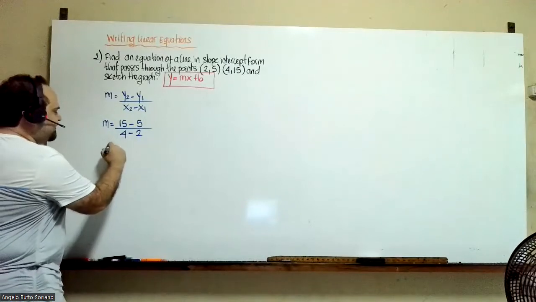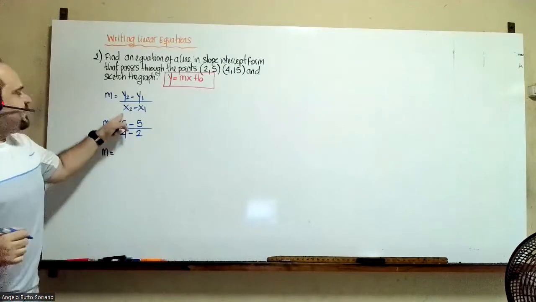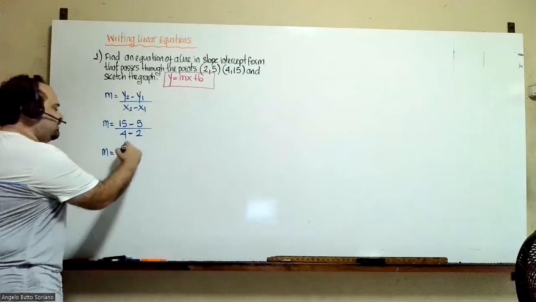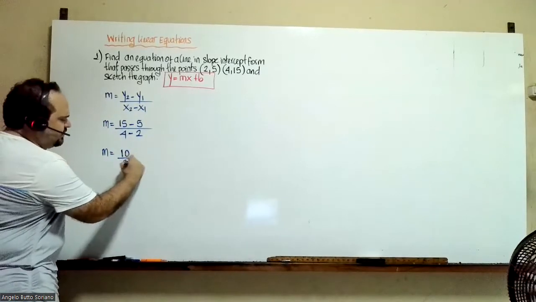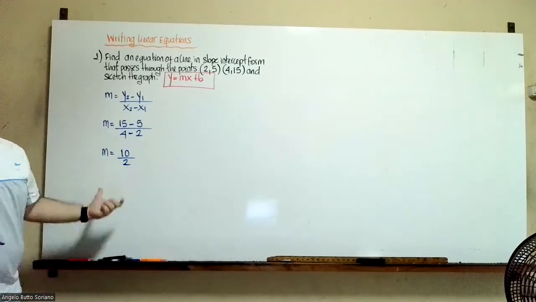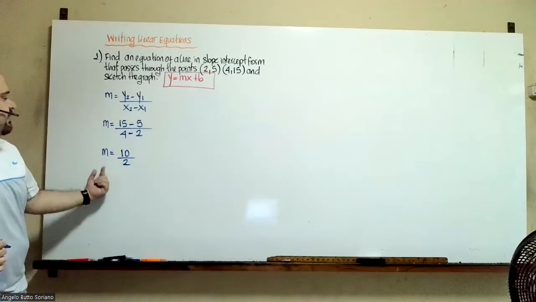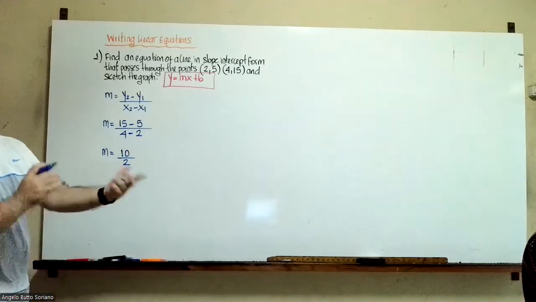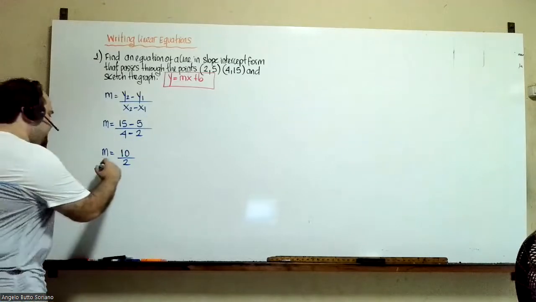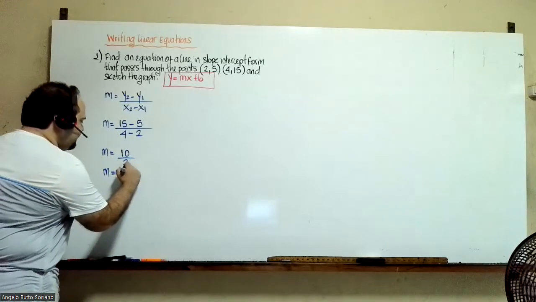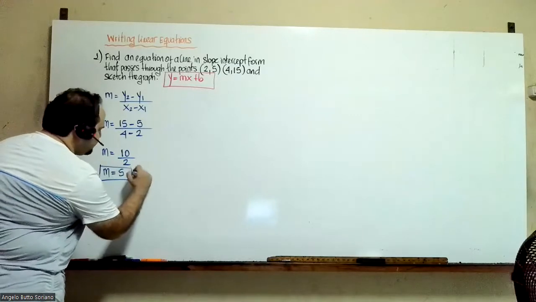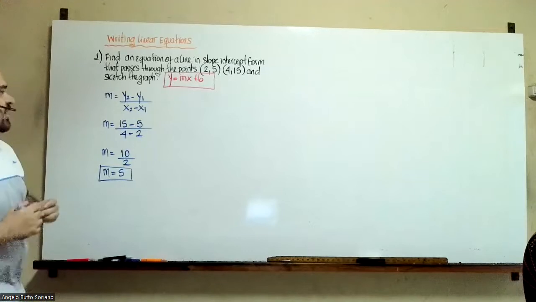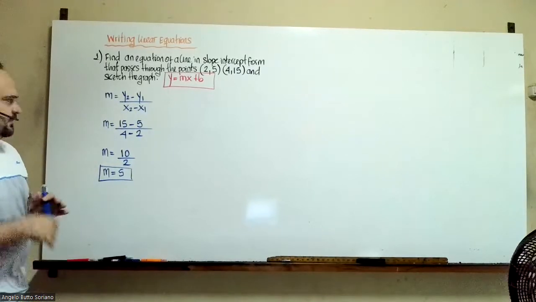Well, let's simplify this expression. 15 minus 5, that will be 10. 4 minus 2, that will be 2. And simplifying the expression, the slope will be equal to 10 halves, 10 divided by 2. The value for the slope of the line will be 5. This is going to be the ratio between the rise over run.